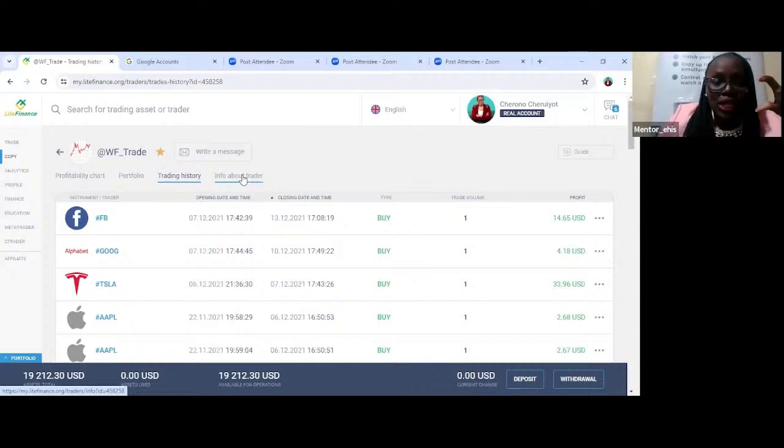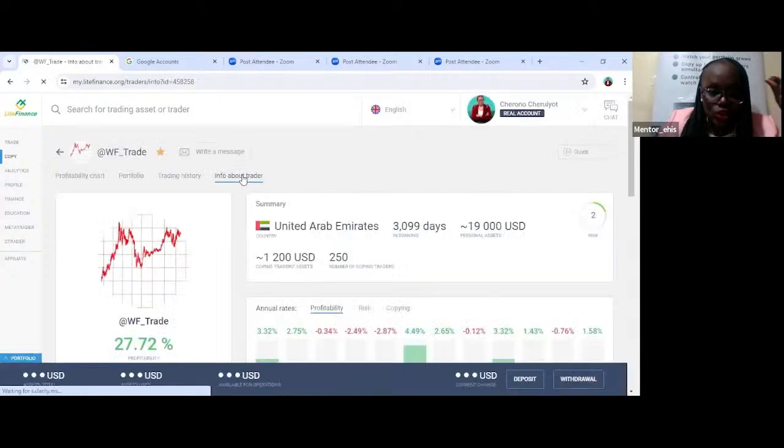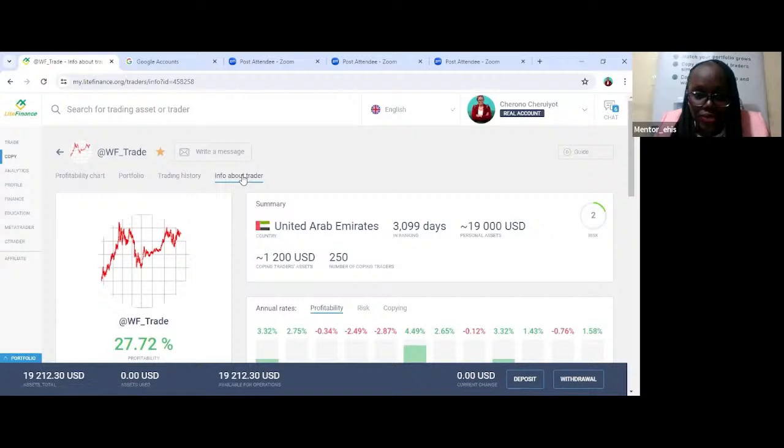But there is this one specific info about the trader. When you click on this, you would see this trader is from United Emirates, that is Dubai. He has traded for 3,099 days. Personal assets. Do you remember that I mentioned that when you're considering a trader to copy, you choose one who has his own personal assets and other people copying him? So this one has personal assets of 19K USD and people copying him, he has 1,200 USD.